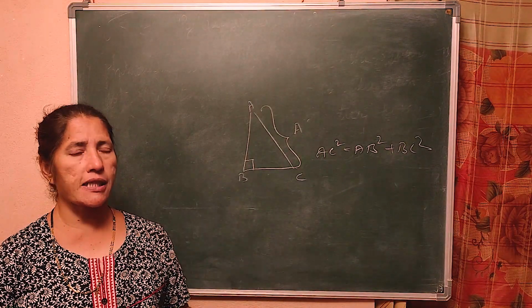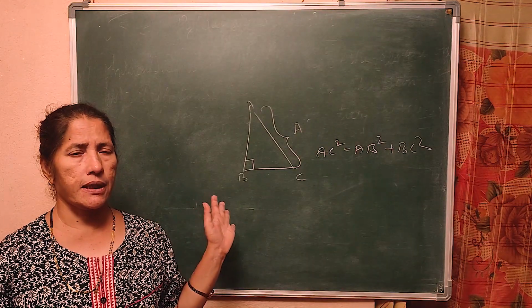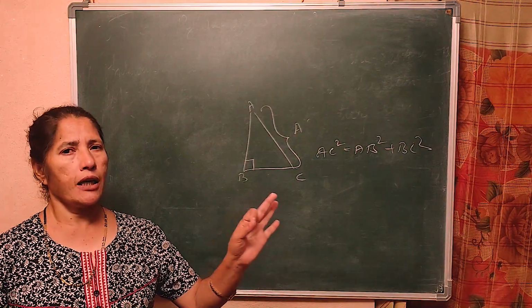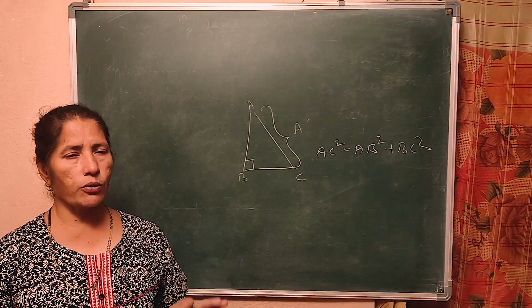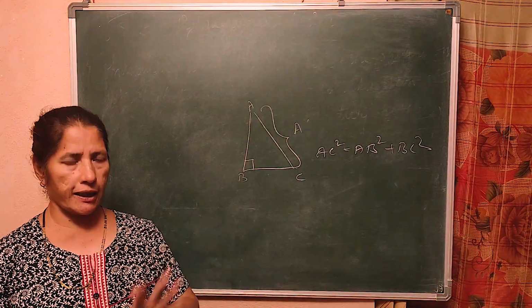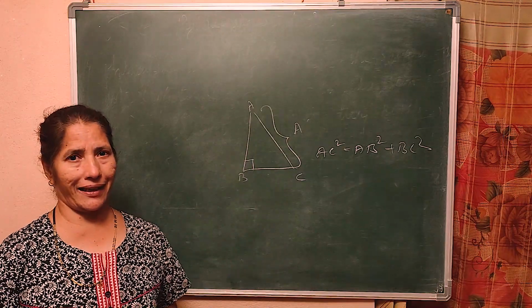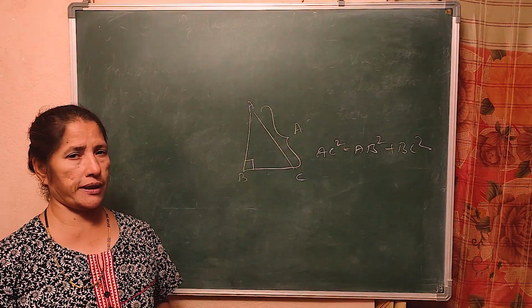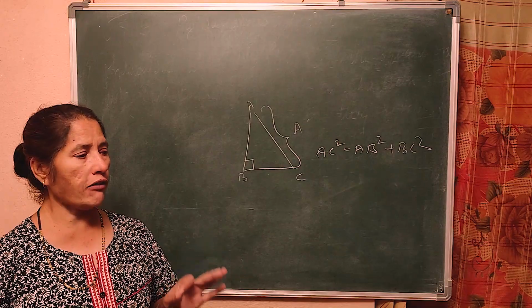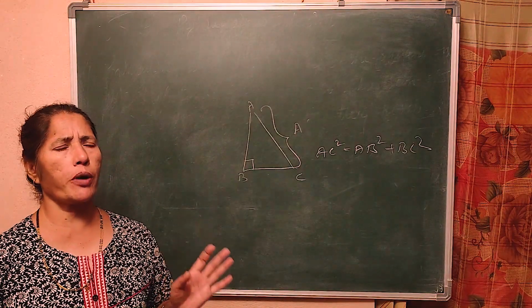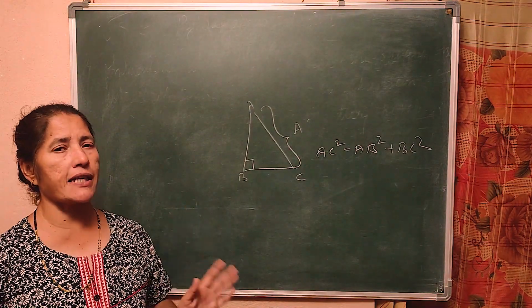Converse of the theorem says, if in a triangle, the square on the longest side is equal to the sum of the squares of the other two sides, then those two sides contain a right angle. I hope you understand. That is called converse. Now let me solve 1 or 2 problems on the Pythagoras theorem in this class.